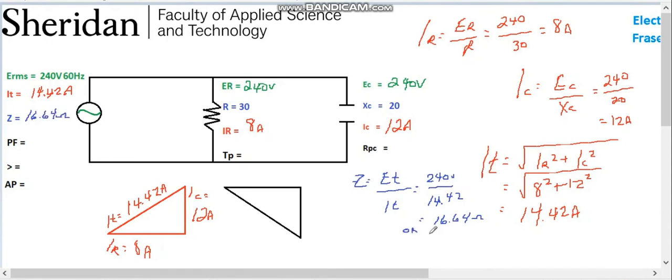Or if you prefer, you can find your impedance using 1 over R plus 1 over XC, and you get the same value. Okay, so we've got our impedance. This is the easiest way to do it, because we got these two values here. So we have our impedance, and now let's find our true power and our reactive power, and then get our apparent power. I'll give you a minute to get those values in.